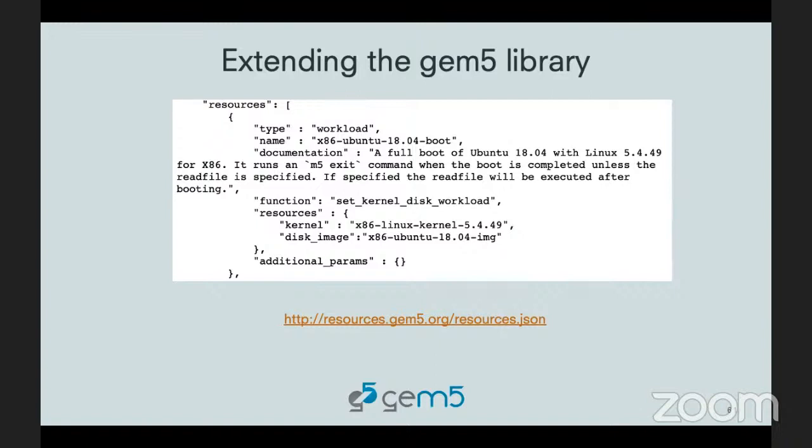It says, set the kernel to this kernel, set the disk image to this disk image. So that's all it's doing, it's specifying these parameters. And when that line is hit in the configuration, it will automatically download that kernel and that disk image. So this is a way to make things a bit more standardized and portable, and a little bit less annoying.